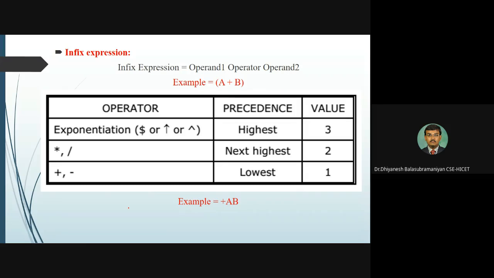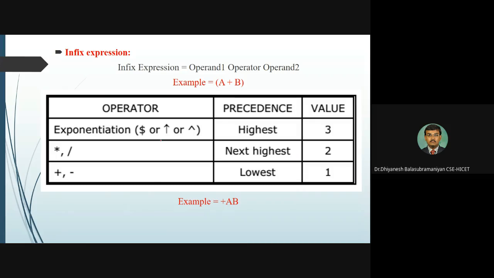So the first highest operator is dollar, the upper arrow mark, and the power. This is the highest operators, that is three. And the next highest operator is hashtag and slash. And the next highest operator is plus and minus. This is the order we need to solve.